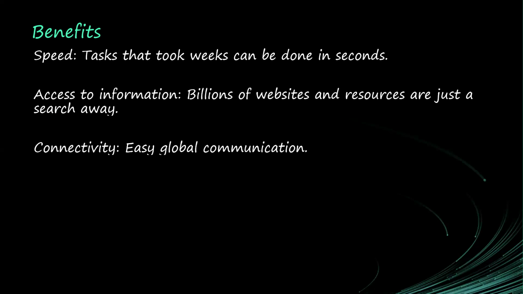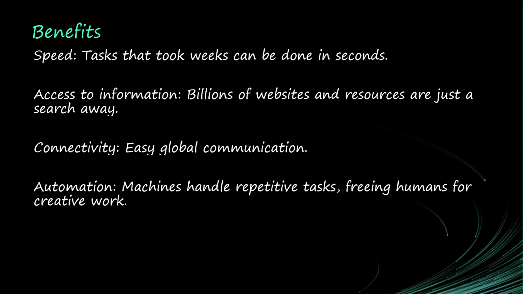Connectivity: easy global communication. You can connect to your family members anywhere in the world. Automation: machines handle repetitive tasks, freeing humans for creative work. Automation is the fact that computers can do things for us automatically, without human interference. That's what we mean by automation.